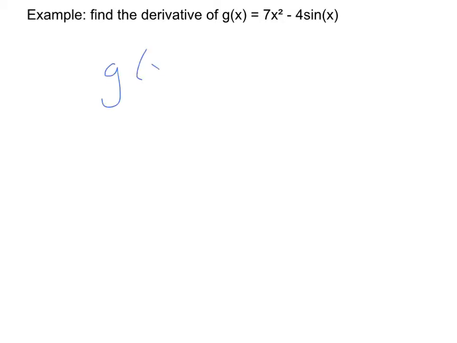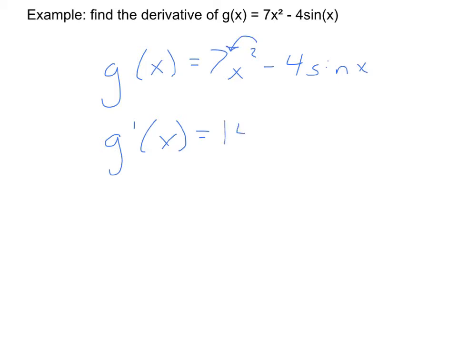So, if I have g of x equals 7x squared minus 4 sine x, again, I can use my properties of derivatives, my rules, to say, alright, well this first thing, I'm just going to bring the 2 down and multiply it with a 7. That'll make 14x, and then I'll subtract 1 from the power, so that second power will drop down to a first power, which isn't even really necessary, but that's okay.